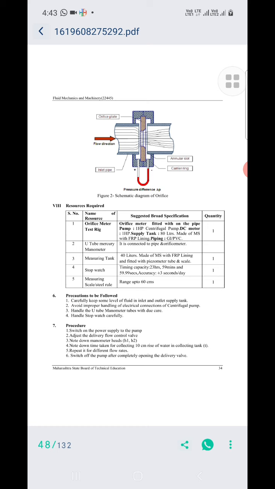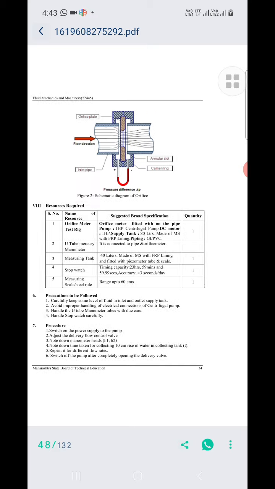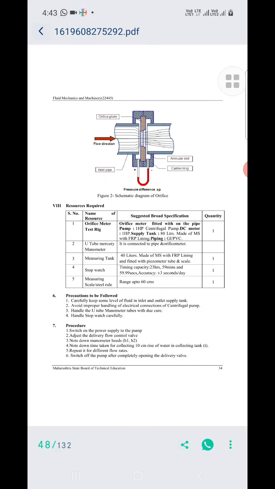Firstly, precautions. Carefully keep the level of fluid in the inlet and outlet supply tanks. Next, avoid improper handling of the electrical connection of the centrifugal pump. Handle the U-tube manometer with care. Handle the stopwatch carefully. Next is the procedure: switch on the power supply of the pump. Next, adjust the delivery flow control valve. Third, note down the manometer heads. Next, note down the time taken for collecting a 10 centimeter rise of water in the collecting tank.